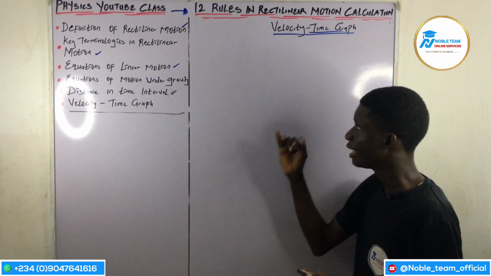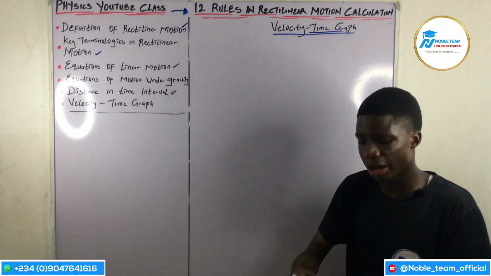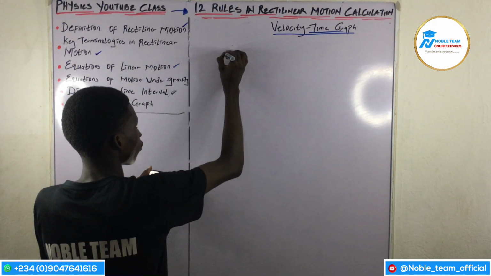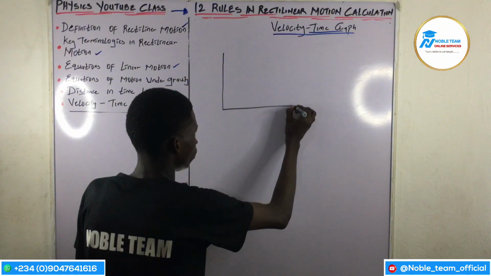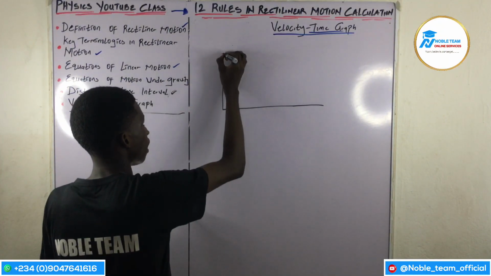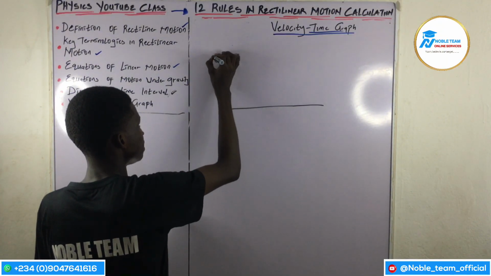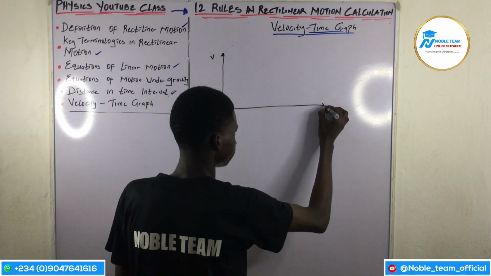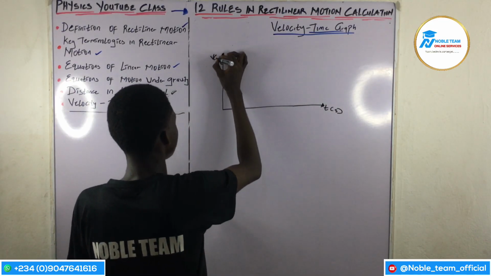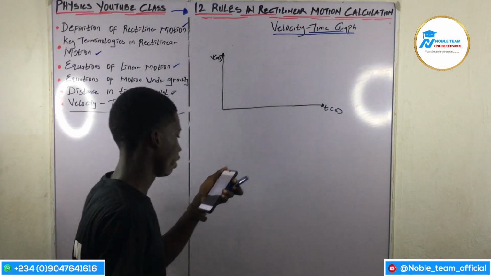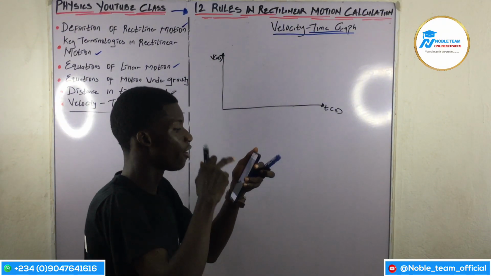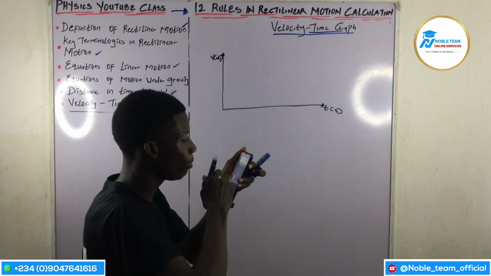Now, let's examine the graph. Let me draw a VT graph first. So now this is it. I have my V, which is this. I have my T, which is in seconds. Then this is in meters per second. Then the question now says, during a training session, a footballer accelerates uniformly from rest.